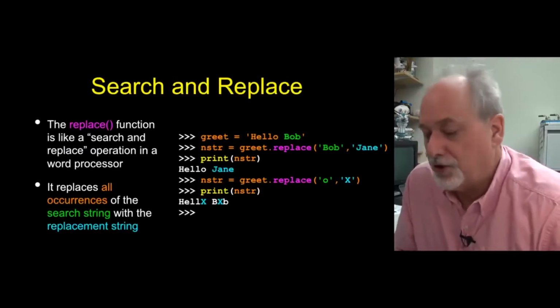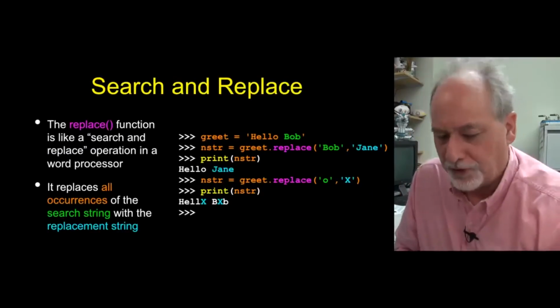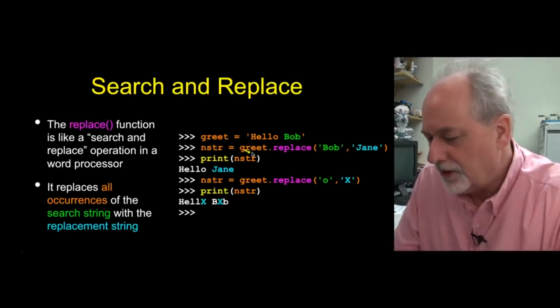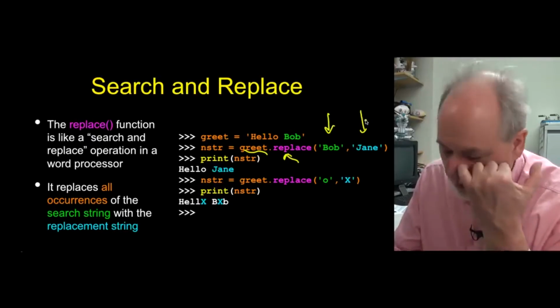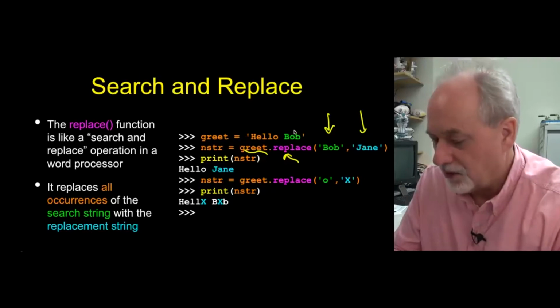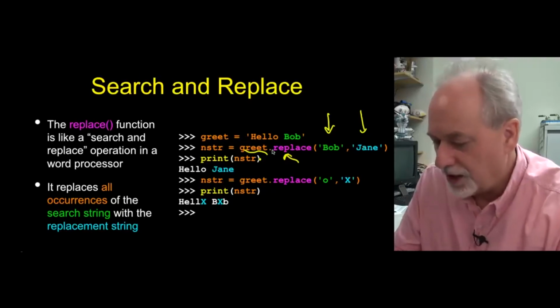Search and replace is super duper useful. And it's pretty clean. Here we have a string and we use the replace method. In this case, we're passing in the old and the new. Replace all Bobs with Janes. And so that takes this Hello Bob and turns it to Hello Jane. Again, greet is unchanged.